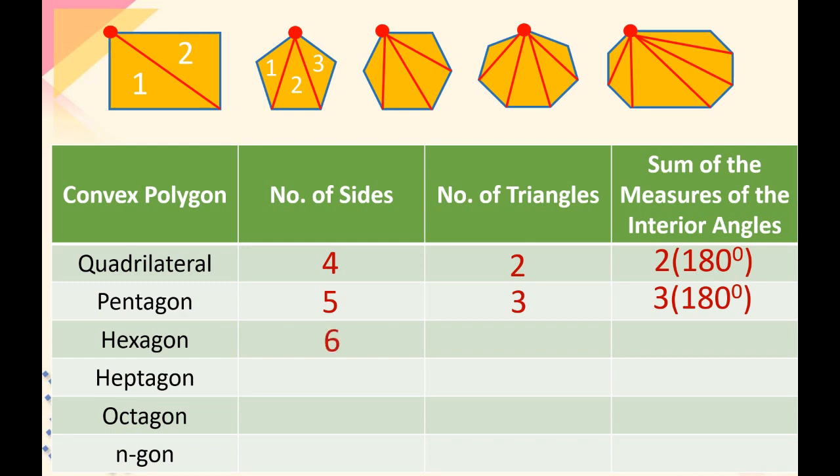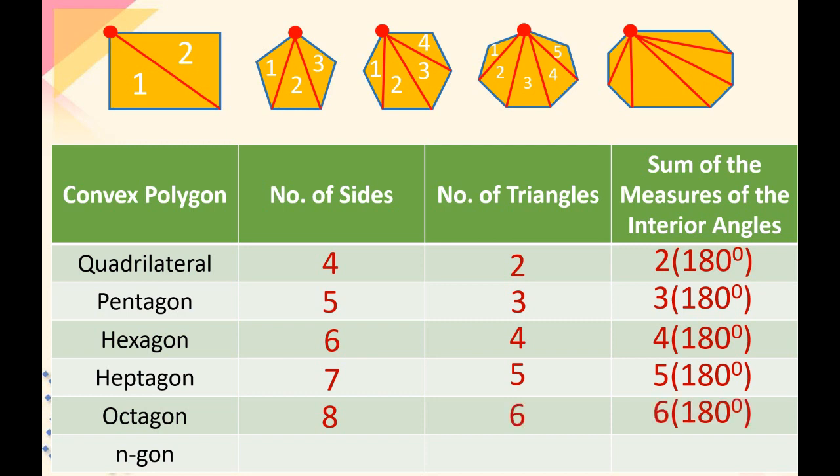For the hexagon, let's continue. The number of triangles is 4. So the sum of the measures of the interior angles is 4 times 180 degrees. For the heptagon, 7 sides. We have 5 triangles, and the formula is 5 times 180 degrees. For the octagon, we have 8 sides and 6 triangles. So the sum of the measures of the interior angles of an octagon is 6 times 180 degrees.